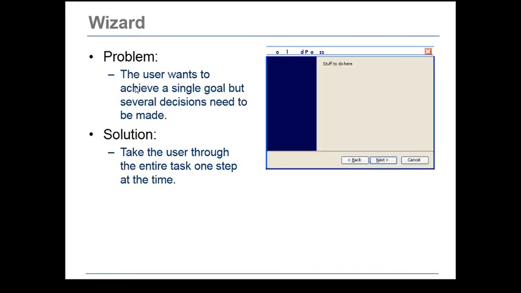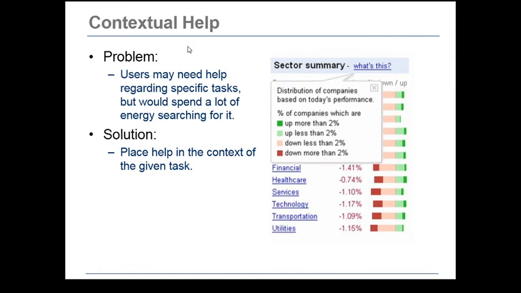Then wizard. What is the problem with using the wizard? The user wants to achieve a single goal, but several decisions need to be made. So the user wants to achieve a single goal. Suppose the user wants to just click on the next button and go to the next form, but he doesn't do this. So what is the solution for that? Take the user through the entire task one step at a time. So we need to maintain the system in a way that the user goes one step at a time.